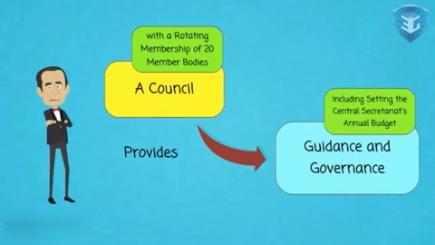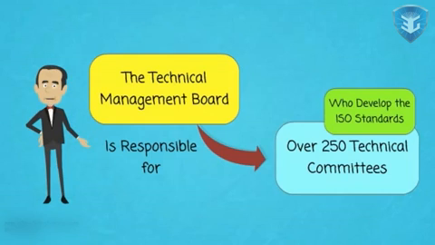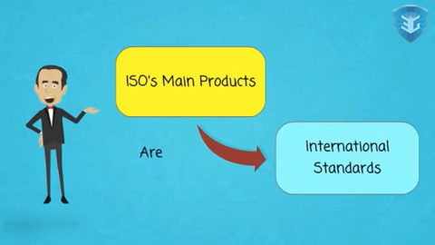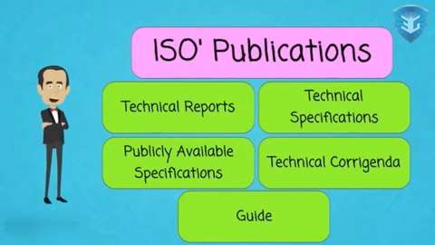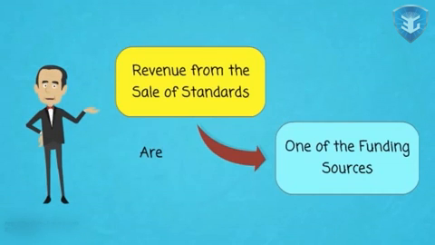A council, with a rotating membership of 20 member bodies, provides guidance and governance, including setting the central secretariat's annual budget. The Technical Management Board is responsible for over 250 technical committees, who develop the ISO standards. ISO's main products are international standards. ISO also publishes technical reports, technical specifications, publicly available specifications, technical corrigenda, and guides. Sale of standards is one of the funding sources for the organization.